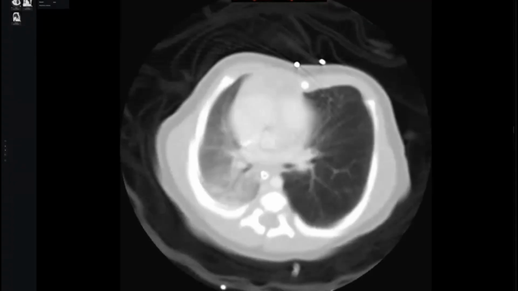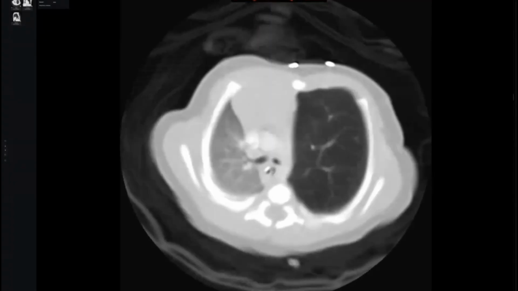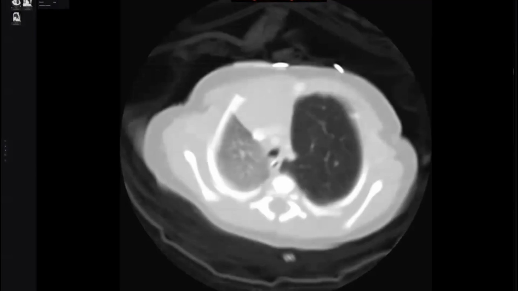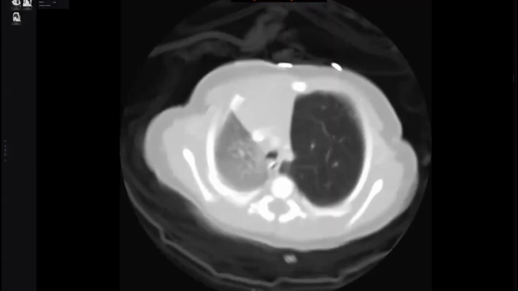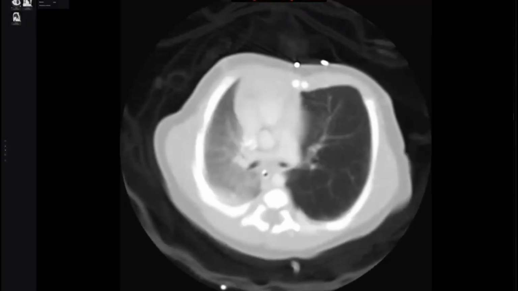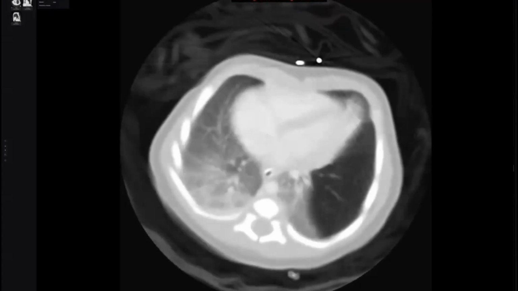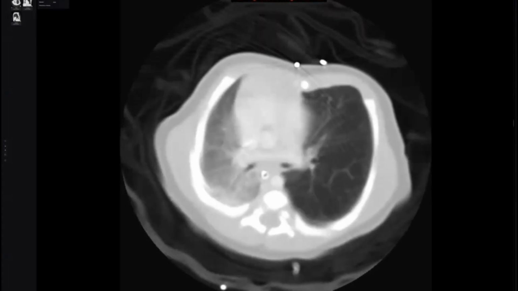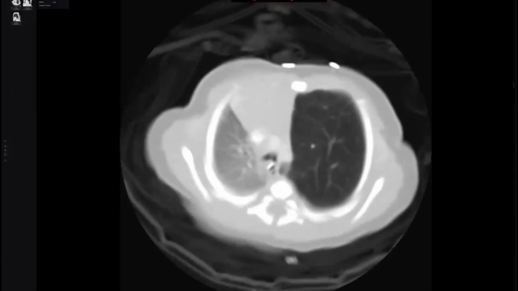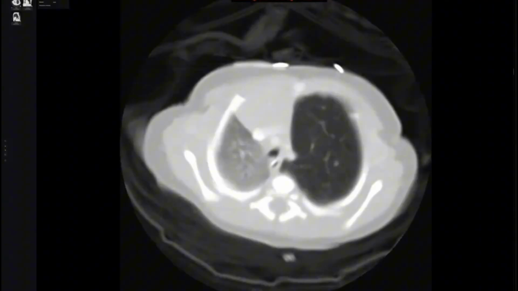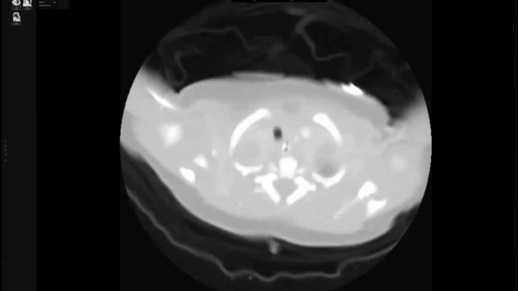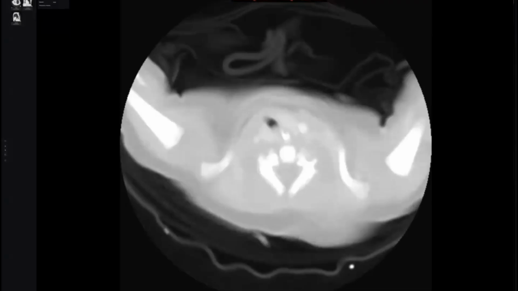Doctor, one second. In Swyer-James there will be hyperinflation, and a smaller, small lung. So this will be most probably congenital lobar emphysema. My first possibility. Why is it not a foreign body?